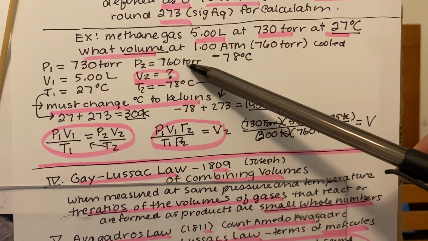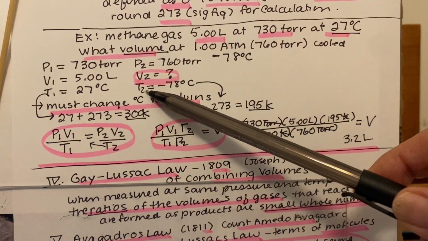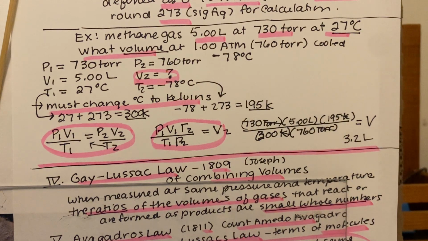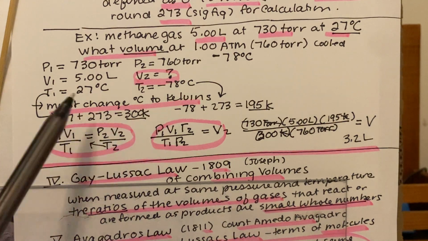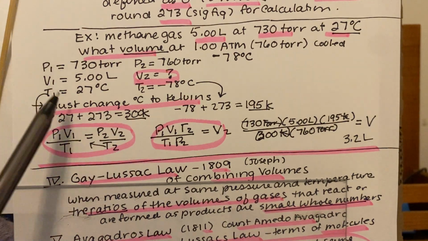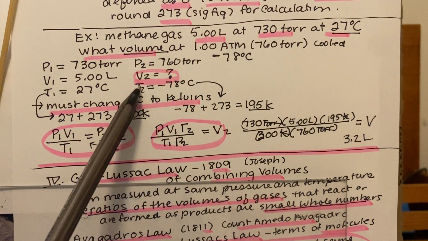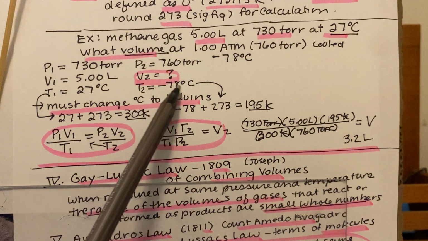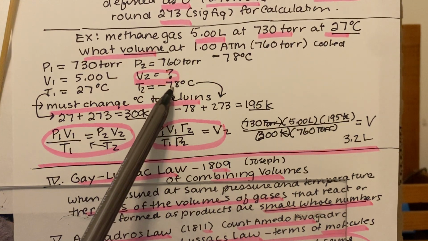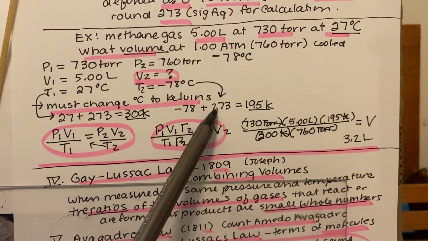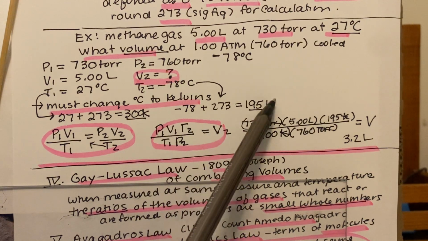The pressure is going to be 760 torr, and then the temperature is going to be minus 78 degrees centigrade. Okay, so looking at the problem, there's a couple of big things we need to do. We found all of this, but we have to change centigrade into kelvins. That's number one, because we cannot use centigrade because it's not an absolute scale. So negative 78, we're going to add 273 degrees and we get 195 kelvins.